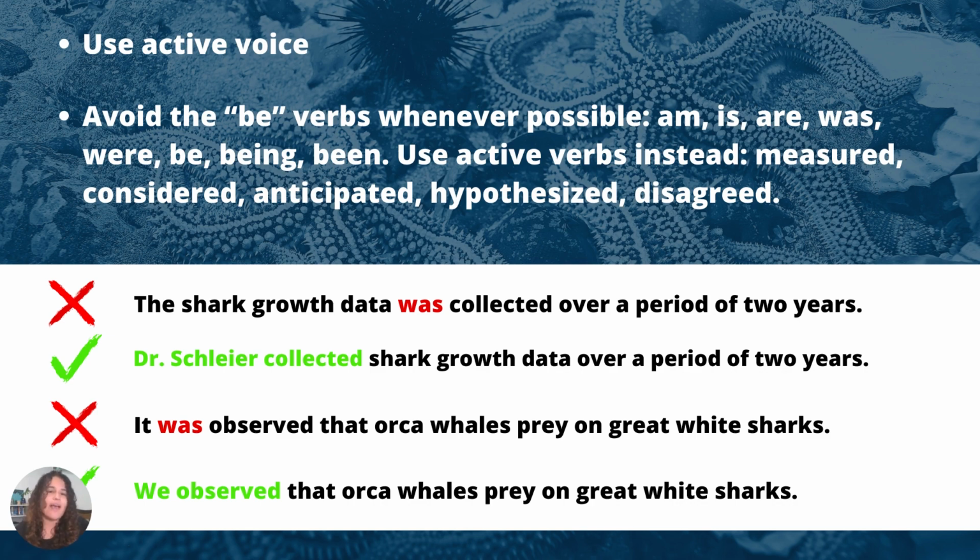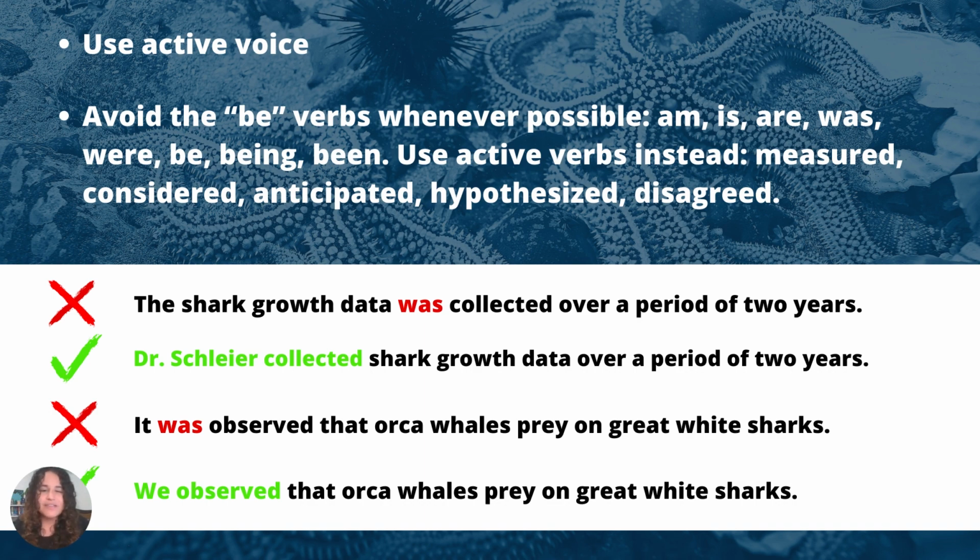You should always use the active voice in your writing as well, and avoid the be verbs whenever possible. So the be verbs are am, is, are, was, were, be, being, been. Okay, and we want to avoid those because active verbs are much better and it engages the reader in a different way. So let's use measured, considered, and all those other active verbs.